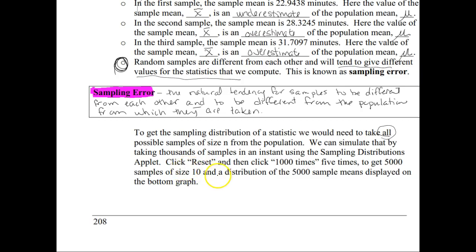So we're going to click reset on the applet that we were just on, and then we're going to click 1,000 times, and we're going to click that button 5 times so that we get 5,000 samples of size 10. Again, our sample size here, little n, is still 10. It's going to take a sample of size 10, compute an X bar, take another sample of size 10 and compute an X bar, and do that 5,000 times for us so that we can get a much clearer picture of what this distribution of the sample means looks like.